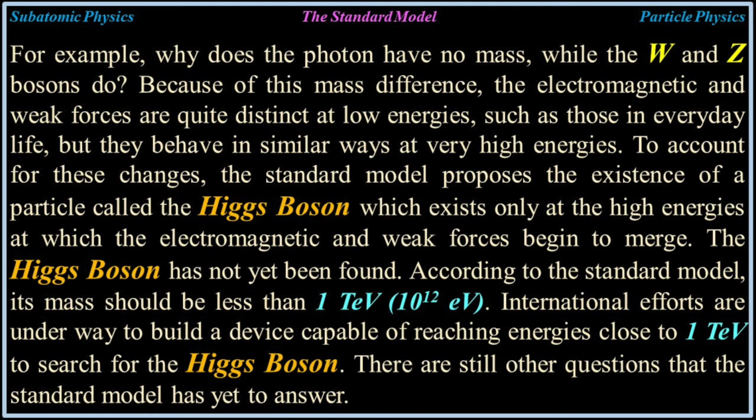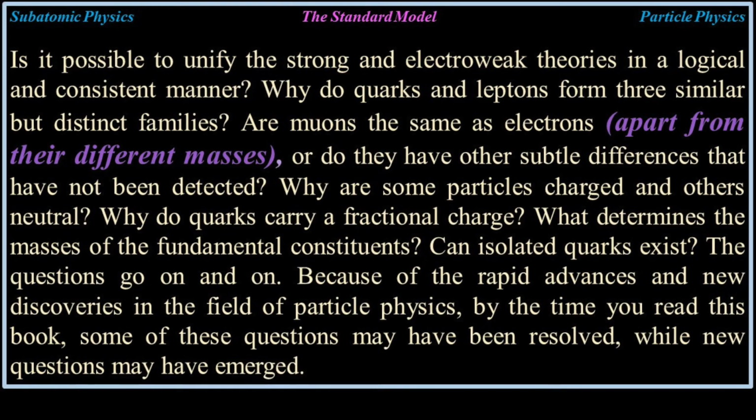According to the Standard Model, its mass should be less than 1 tera-electron volt. International efforts are underway to build a device capable of reaching energies close to 1 tera-electron volt to search for the Higgs boson. There are still other questions that the Standard Model has yet to answer. Is it possible to unify the strong and electroweak theories in a logical and consistent manner? Why do quarks and leptons form three similar but distinct families? Are muons the same as electrons apart from their different masses? Or do they have other subtle differences that have yet to be detected?